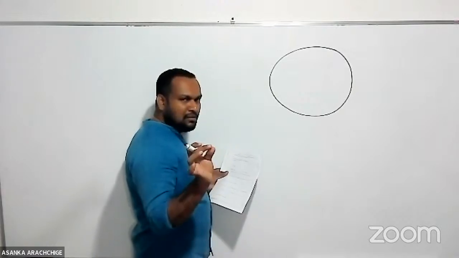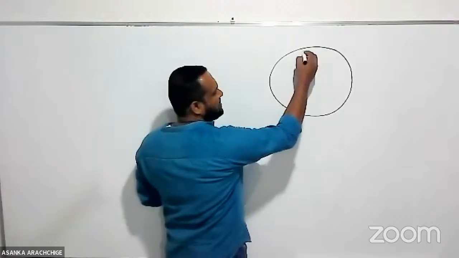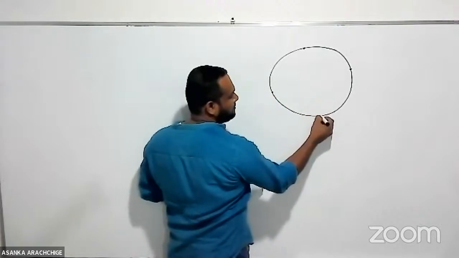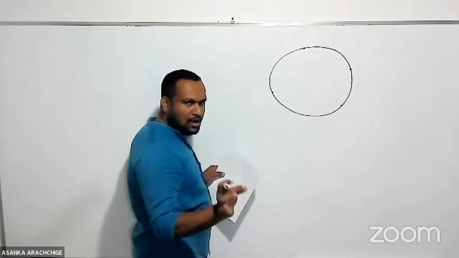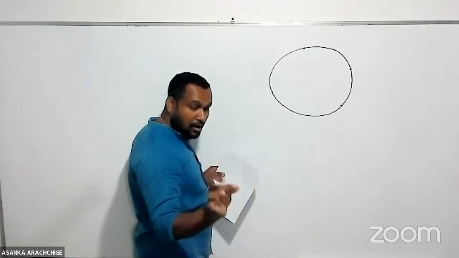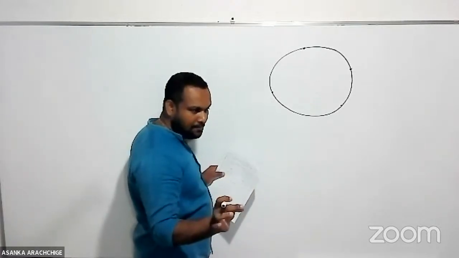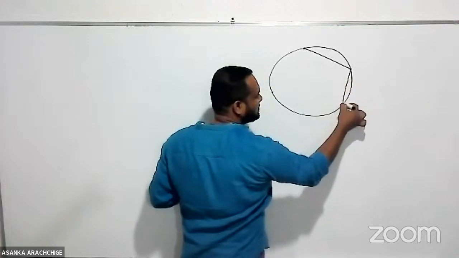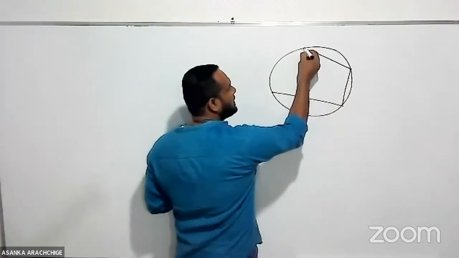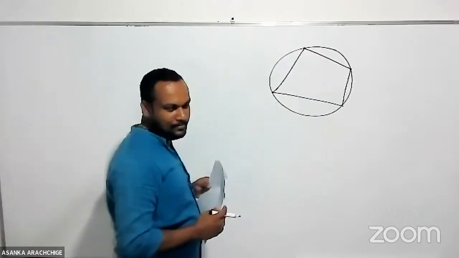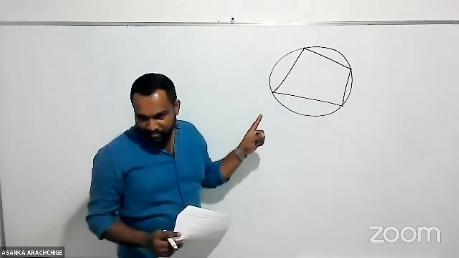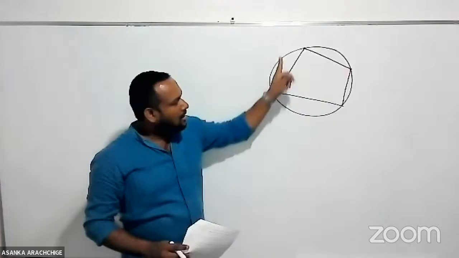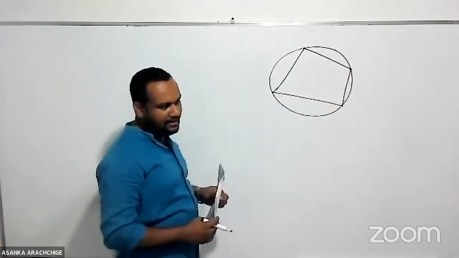A cyclic quadrilateral means a quadrilateral of which all vertices lie on the same circle. If all vertices of a quadrilateral are located or lie on the same circle, that is called a cyclic quadrilateral.